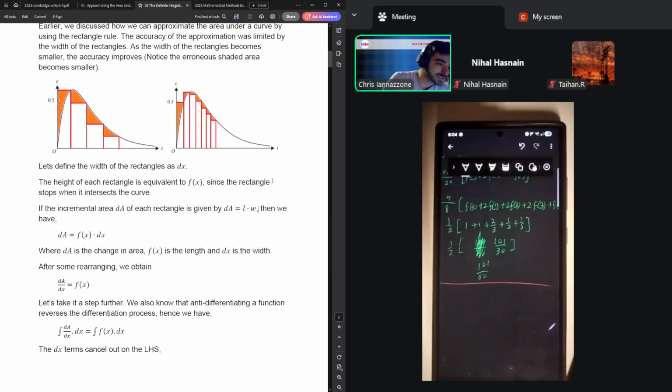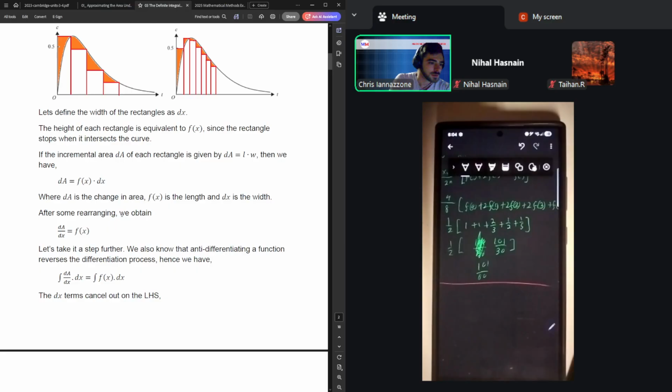Area of any rectangle is length by width, so suddenly you get the formula: incremental area is given by the height multiplied by the incremental width that you're evaluating over. Rearrange that, and suddenly you get a derivative type of equation. dA over dx is f of x.